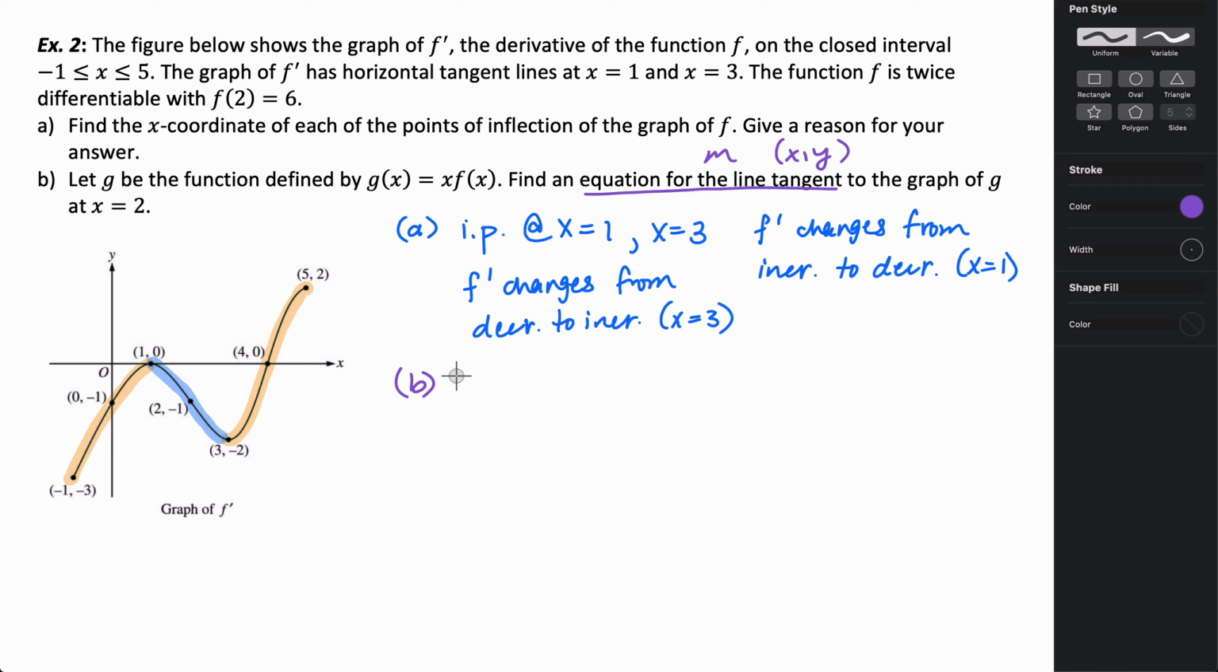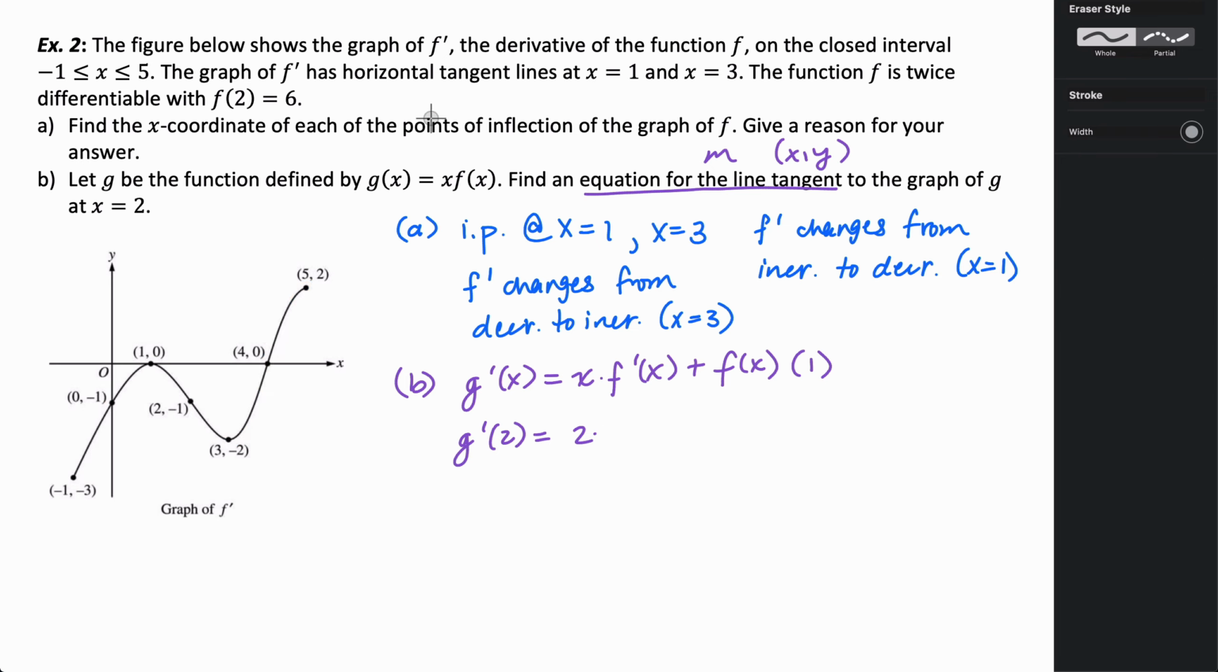So first, what is g prime? For g prime, we're going to have to use product rule. So it's the first times the derivative of the second plus the second times the derivative of the first. So this is g prime. We want to know g prime at 2 and then what g of 2 is. So g prime of 2 is going to be 2 times the derivative at 2. We can get that from the graph. Remember, this is the graph of my derivative. So at x equals 2, my derivative's value is -1.